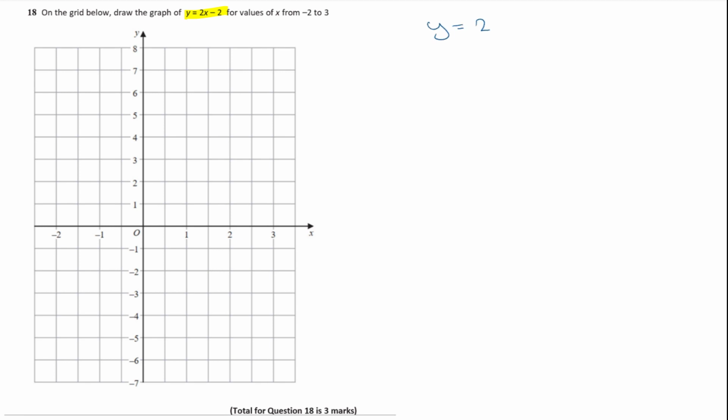Y equals 2x minus 2. Now, this is of the form y equals mx plus c, isn't it? It's the equation of a straight line where the gradient is 2 and the intercept is minus 2. So we know it's going to be a straight line. Okay. Now, you can actually draw a graph from its gradient and intercept if you want to, but probably it's easier to do it from a table of values.